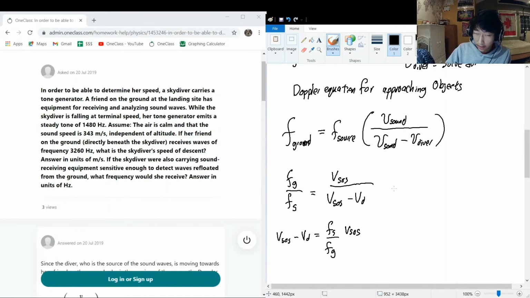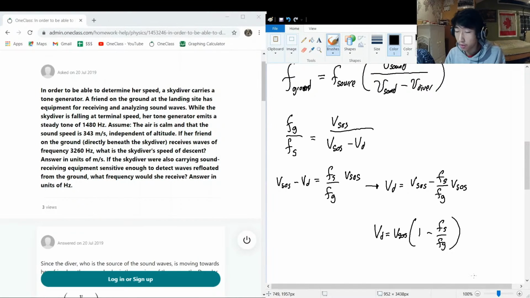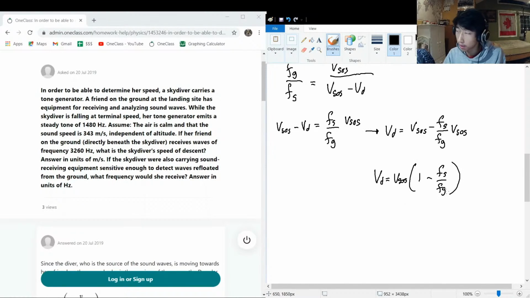And now to isolate VD, we will do VSOS minus FS over FG, VSOS. And then we can factor out the VSOS from the right side. So we can have VD is equal to VSOS multiplied by 1 minus FS over FG. Now, we were given all the numbers that we need for this, so how about we just sub them in and we can calculate the result for the velocity of the diver.